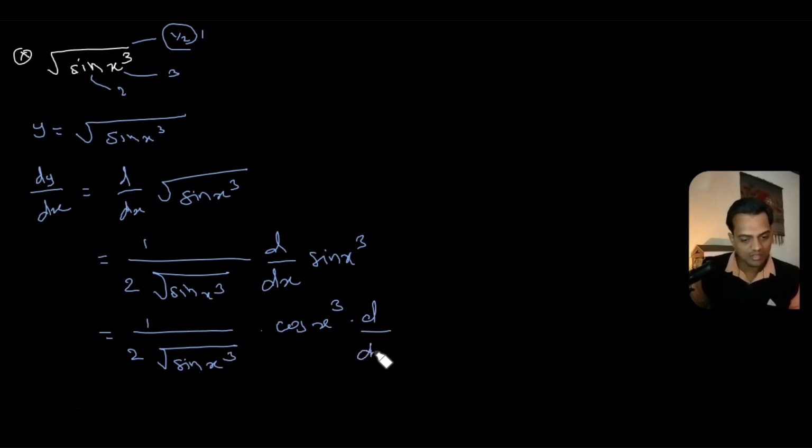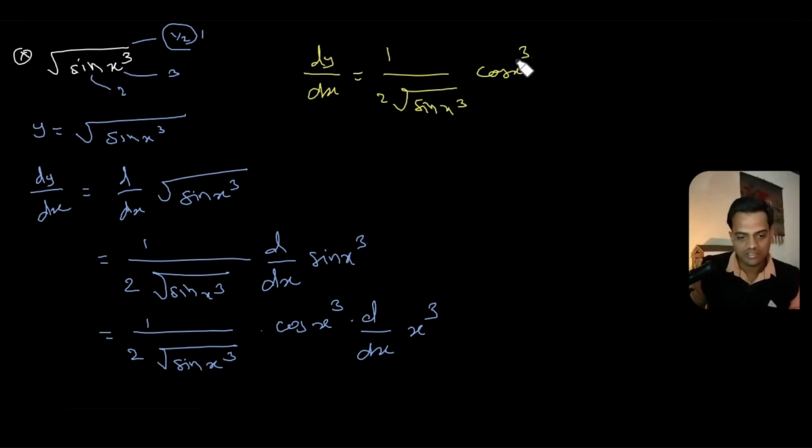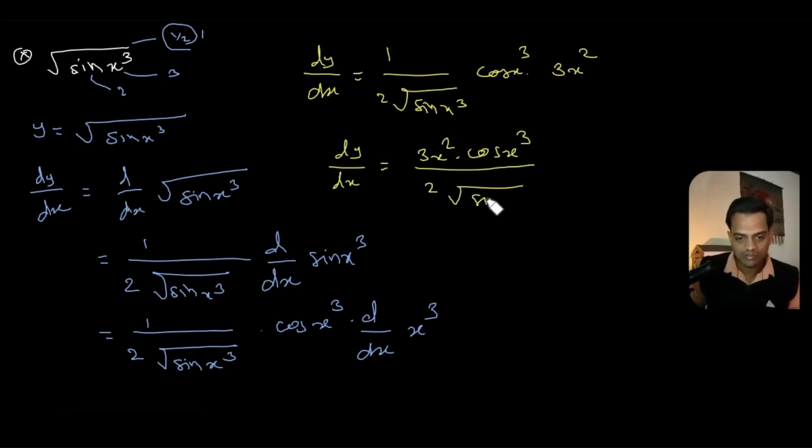Now again I have to take the derivative of this x cube, and finally I am getting the output as dy by dx, which is equal to 1 upon 2 square root of sine x cube, then cos x cube, and then the derivative of this x cube is 3x square. So finally I will get the output dy by dx is equal to 3x square into cos x cube divided by 2 square root of sine of x cube. So this is our final output.